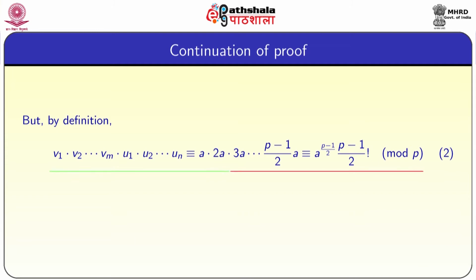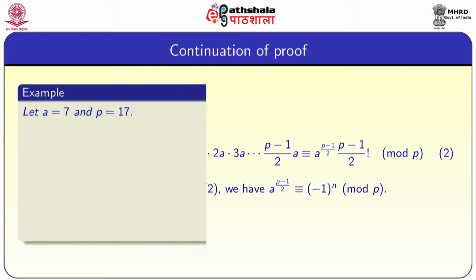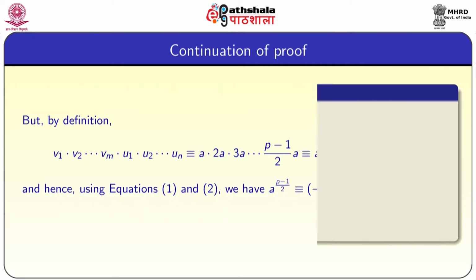These are actually elements taken from S. So, this is equal to product of like that, which is equal to A power (p minus 1)/2 into ((p minus 1)/2) factorial modulo p. So, hence now this is equation 2. From equations 1 and 2, if you compare, we get A power (p minus 1)/2 is congruent to (minus 1) whole power n modulo p. But we know that A power (p minus 1)/2 is congruent to the Legendre symbol (A/p). So, hence we have the required result.